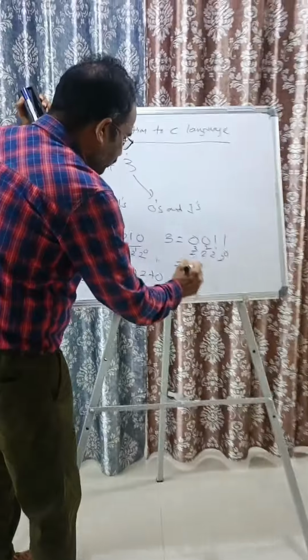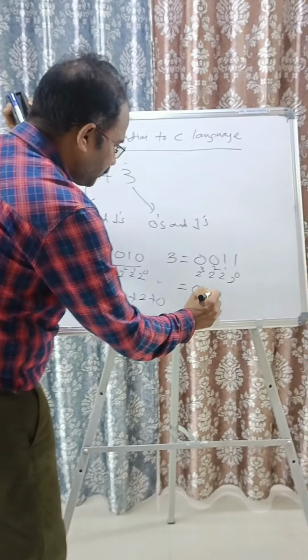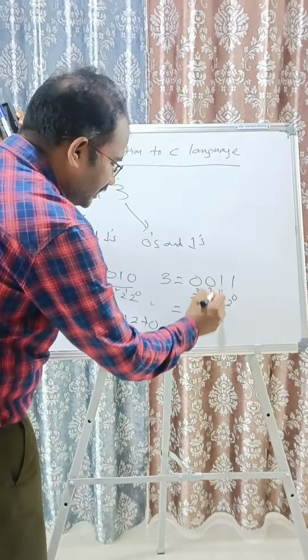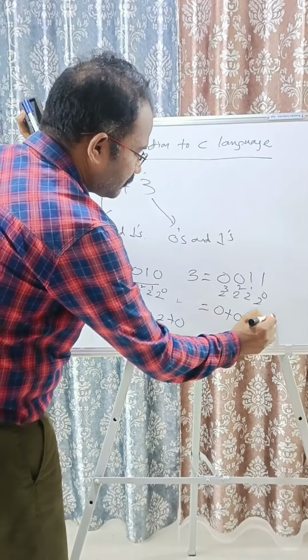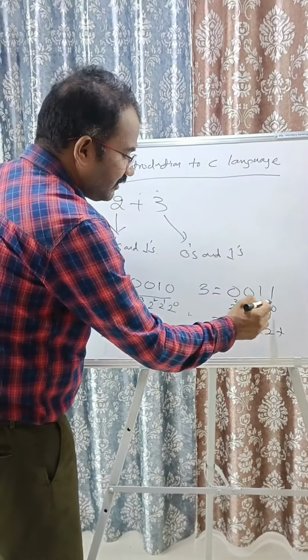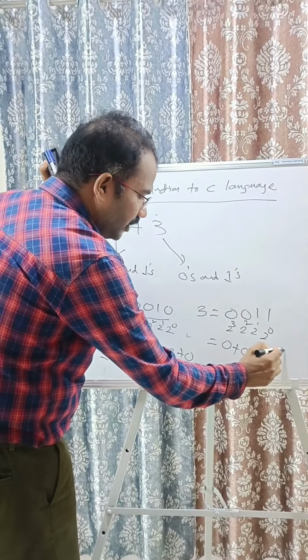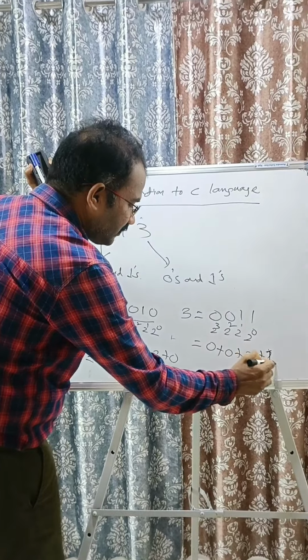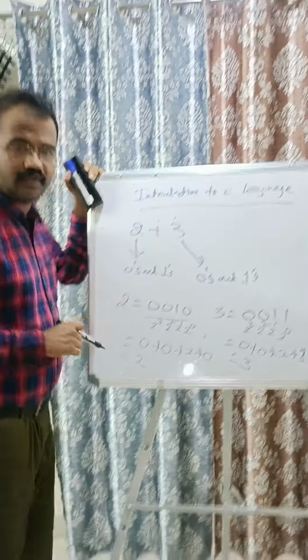2 power 3, 0, so 0. 2 power 2, 0, so 0. 2 power 1, 1 is there, so 2. What is the value of 2 power 0? We have to write, that is 2 power 0 is 1. So this is 3. Right.